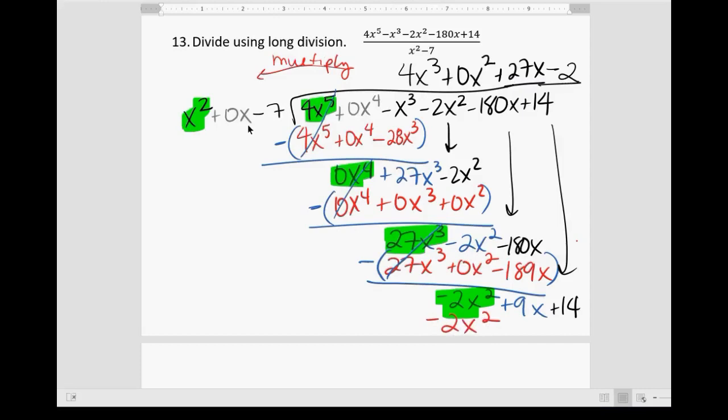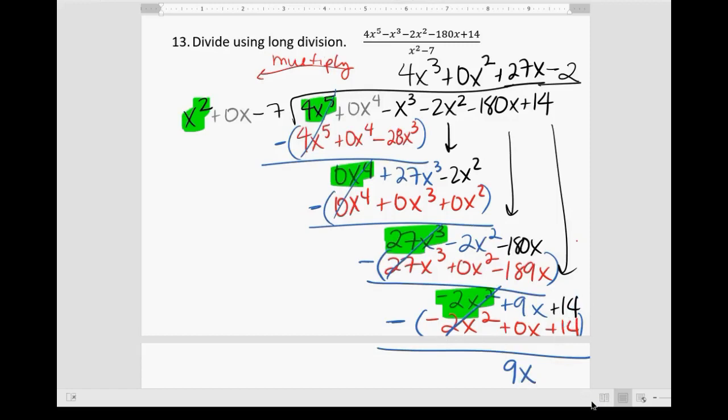Negative 2 times 0x is 0x. And negative 2 times negative 7 is positive 14. Then we're going to subtract. So negative 2x squared minus negative 2x squared is nothing. 9x minus 0x is still 9x. And 14 minus 14 is 0. So I've got my answer here.